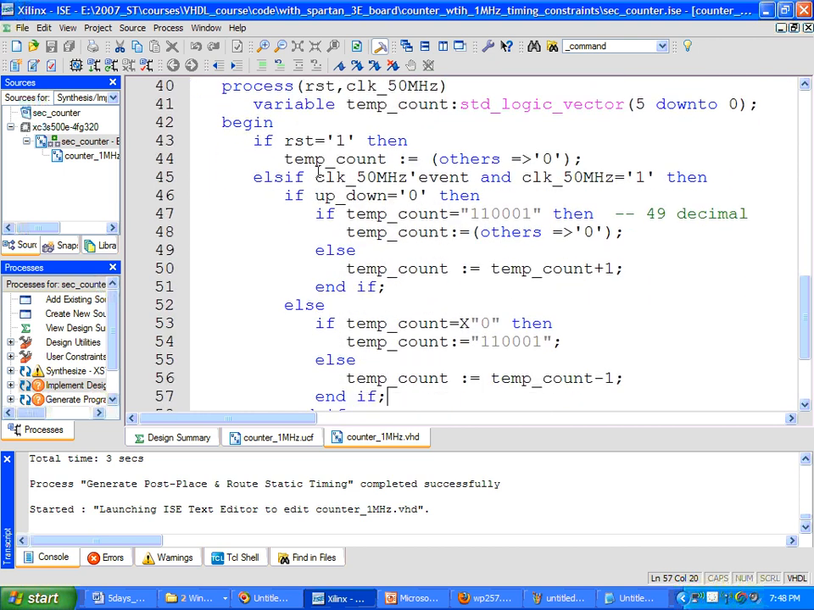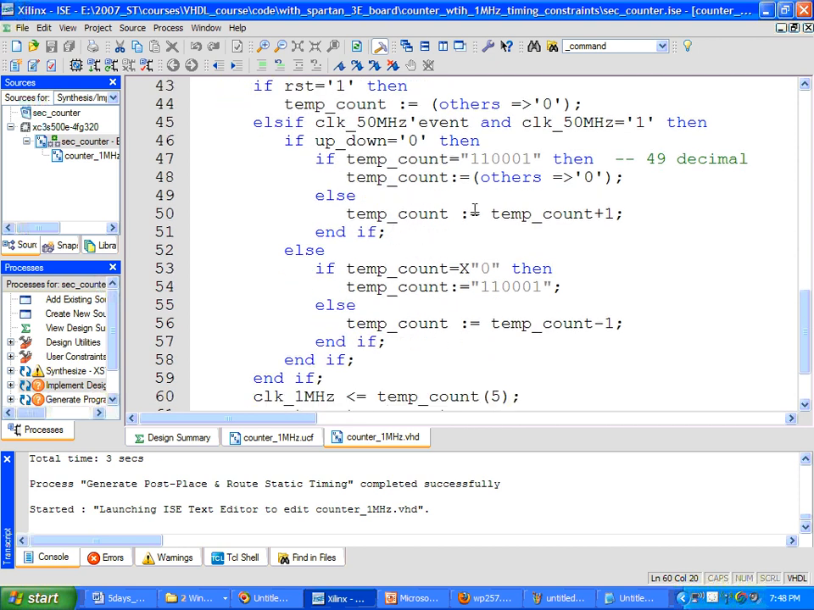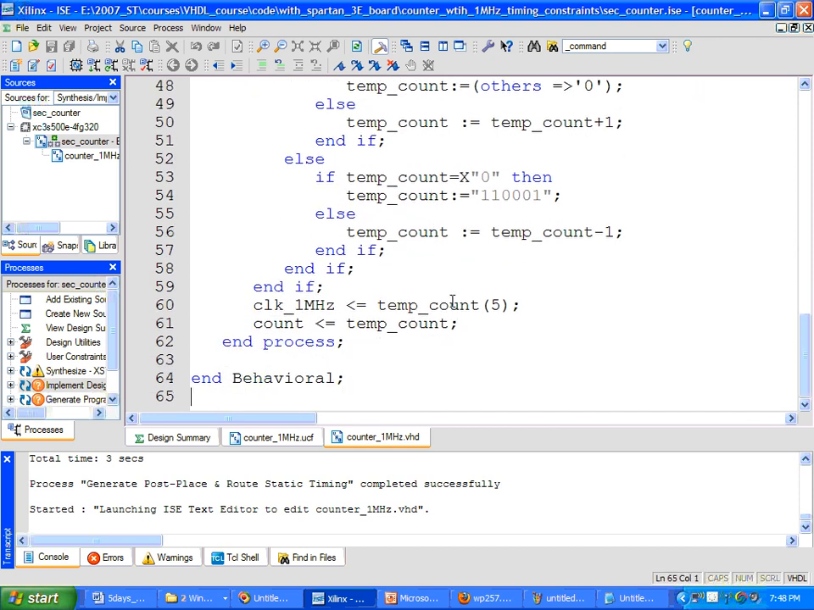Of course I am not spending time on the logic. If reset comes, the 6-bit counter is simply cleared. Otherwise, if up down is equal to 0 you count up, and if up down is equal to 1 you count down. The count resets to 0 after 49, and when counting down, after reaching 0 you come back to 49. The MSB of the counter divides the input clock by 50, which I am calling clock 1 megahertz. And this 5-bit counter value, which continuously goes up and down depending on the signal, I am putting on one output port called counter.